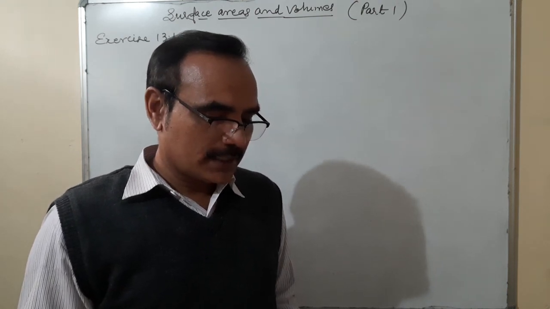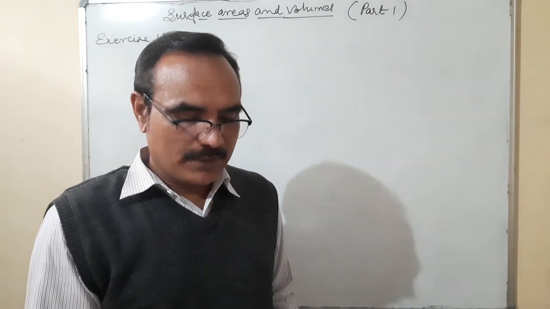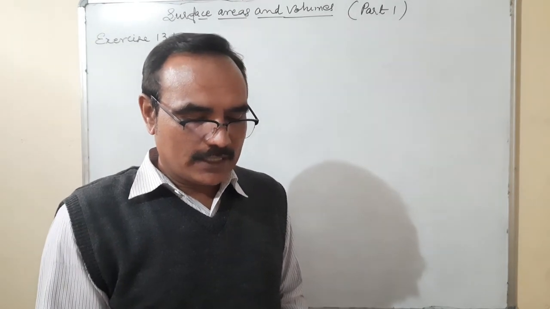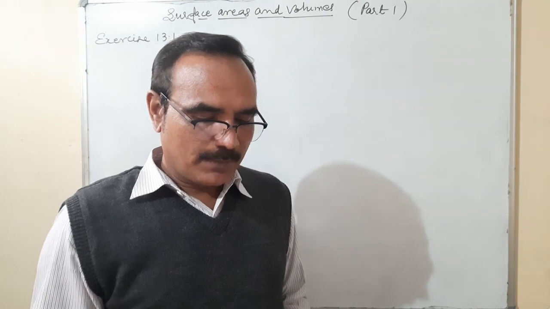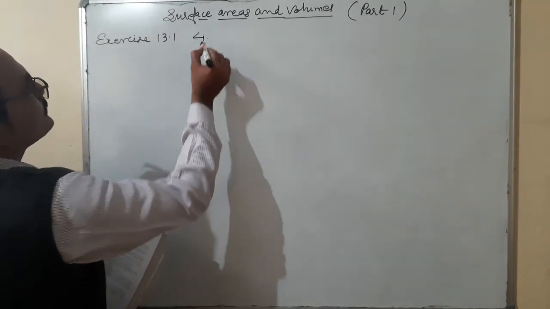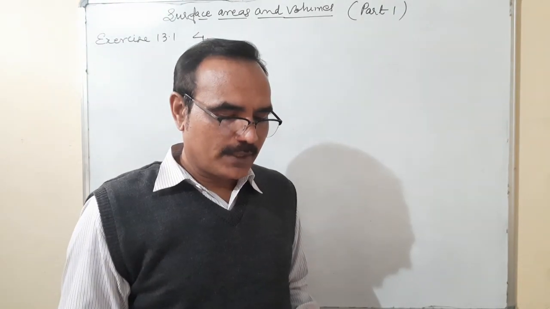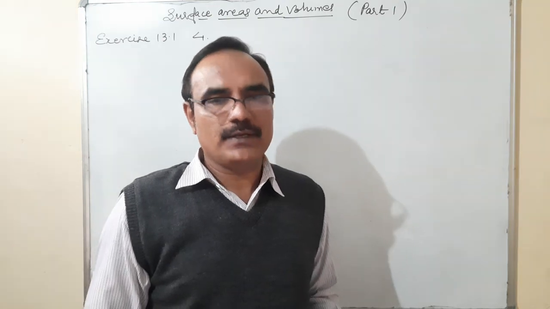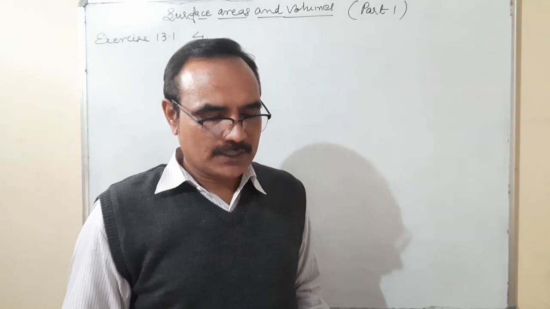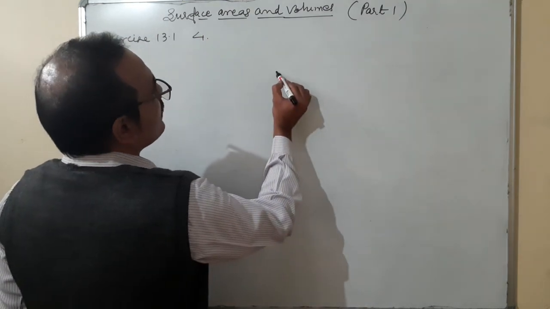The paint in a certain container is sufficient to paint an area equal to 9.375 meter square. How many bricks of dimension 22.5 multiplied by 10 multiplied by 7.5 centimeter can be painted out of this container? Okay, question number 4. This amount of paint is required to paint 9.375 meter square area.